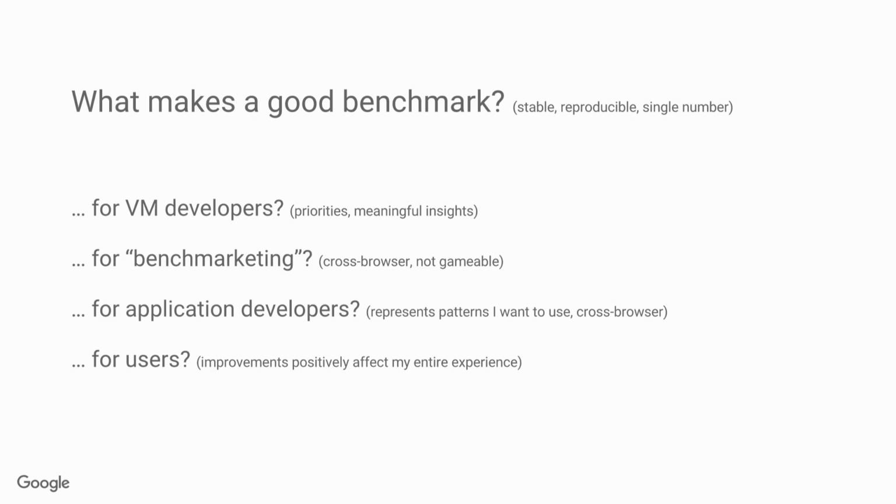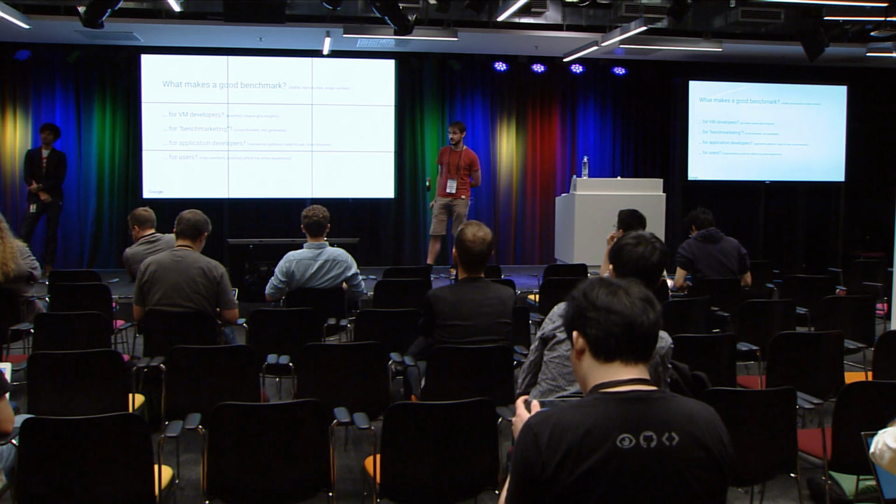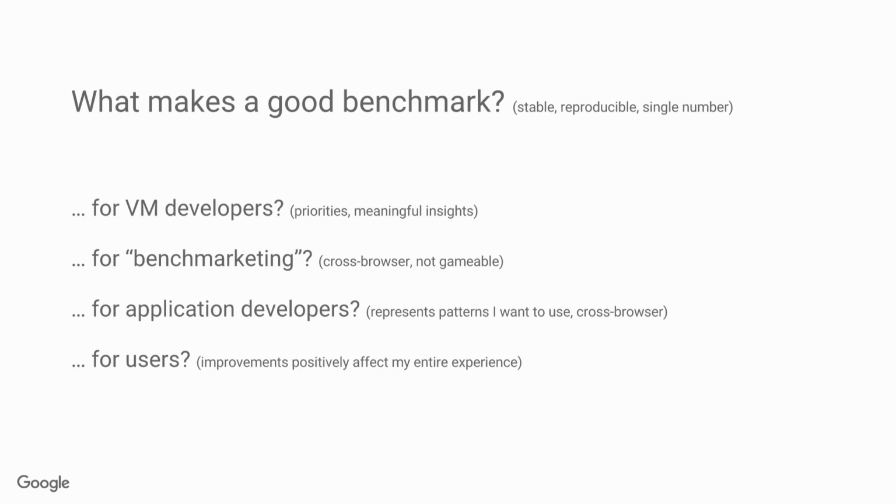There's multiple facets to a good benchmark, and there's multiple perspectives that you can have when you look at benchmarks. Obviously, a good benchmark needs to invariably be stable, reproducible. It has to come up with a single number. It has to, using a single number, tell you how fast something is compared to something else. But if you look at it from a VM developer point of view, you basically want to use a benchmark as something that gives you priorities for guiding your work, and it has to give you meaningful insights into how the language is actually being used by developers. So you want to use that to structure the object model internally to be able to speed up applications as they're used by users.